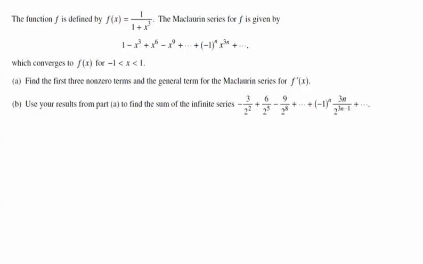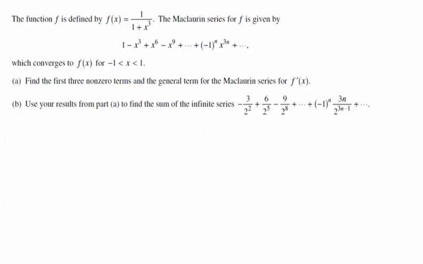In this problem we have the function f defined by f of x is 1 over 1 plus x cubed, and we're given the Maclaurin series for f, which is 1 minus x cubed plus x to the 6th minus x to the 9th, etc. And it converges to f of x whenever x is between -1 and 1, non-inclusive. The first thing we want to do is to find the first three non-zero terms and the general term for the Maclaurin series for f prime of x.